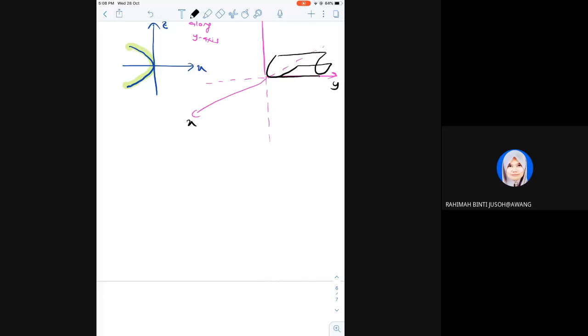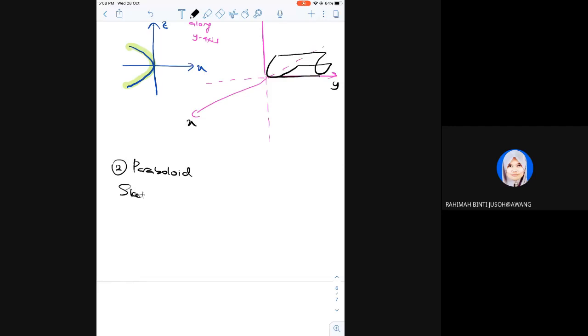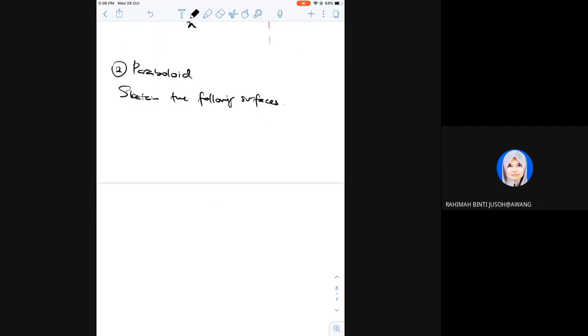Okay. Question number 2. Paraboloid. We will study paraboloid now. I will give you a few examples of paraboloid. Sketch the following surfaces. Number 1, z equals 1 plus 2x squared plus 2y squared. Number 2, x equals negative 4y squared plus 3z squared. Number 3, y equals 9 minus x squared plus z squared.